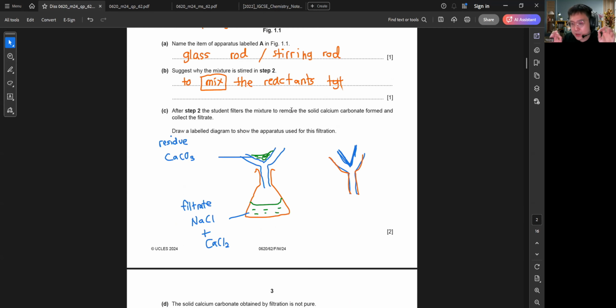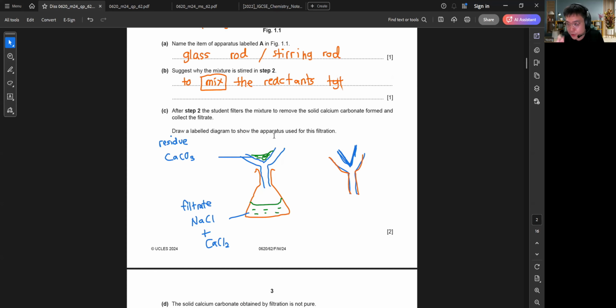After step 2, the student filters the mixture to remove the solid calcium carbonate formed and collect the filtrate. Draw a labeled diagram to show the apparatus. So they want us to draw the setup that we use to filter, because they literally give us the word filter. So we just draw out how we normally filter things in the lab, which is with a filter funnel. And for students that have already drawn this, that you already have the list, second thing that you need to do is you need to double check whether your symbol is correct in your list of apparatus.